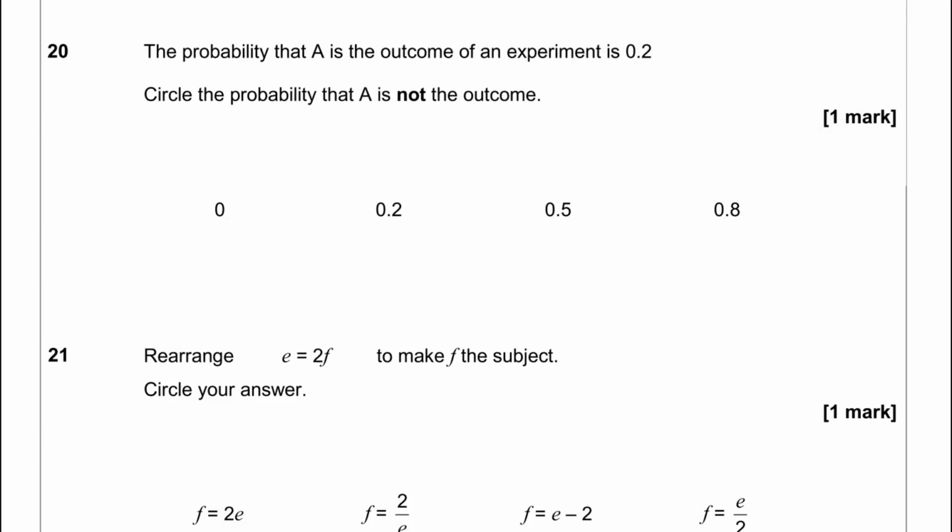Question 20. The probability that A is the outcome of an experiment is 0.2. Circle the probability that A is not the outcome. So it's the opposite of A being the outcome. It is 1 take away 0.2. It is 0.8. Why is it 1? Because 1 is the probability of the whole thing happening. So we always use the number 1 as the total of probabilities of anything happening.